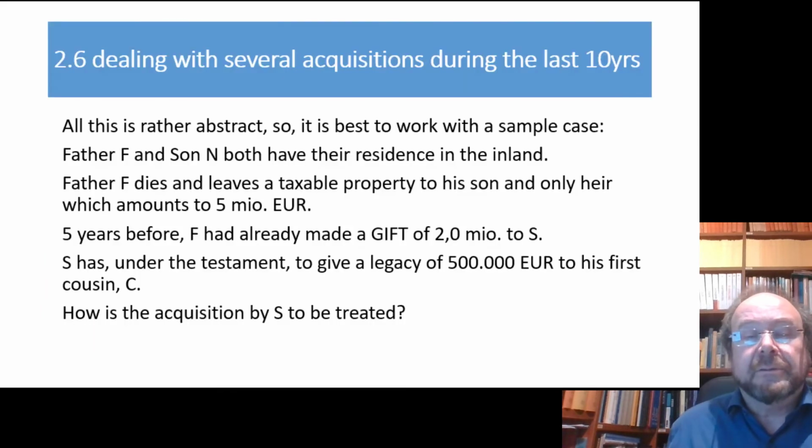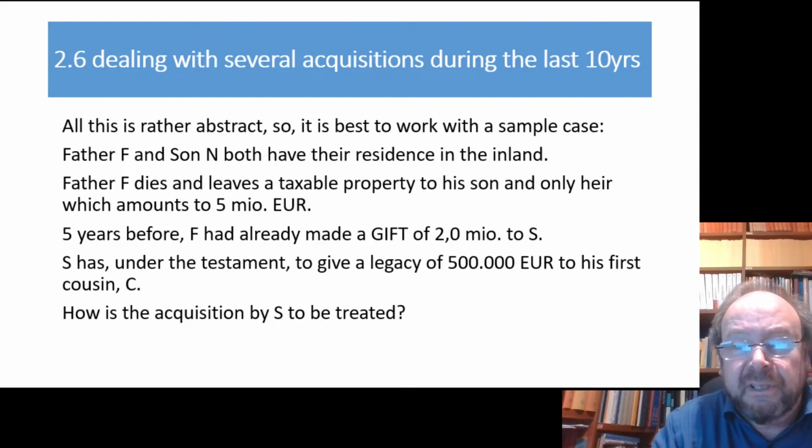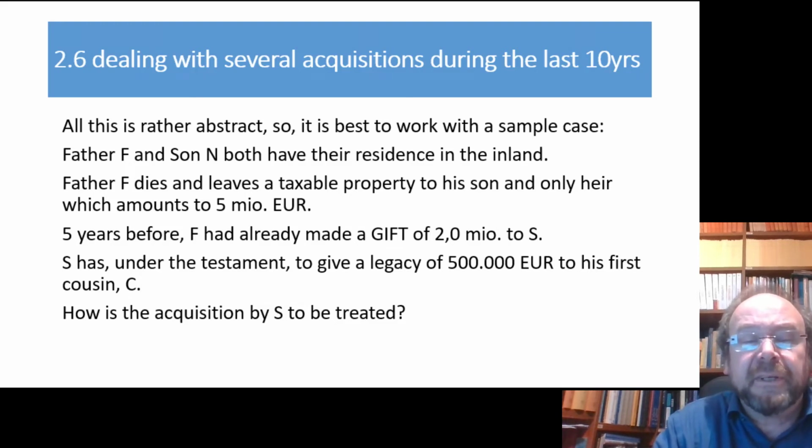Yeah, so if I have now confused you enough, then we should try to put things straight again and bring some order into our heads. So let's imagine an example. There is a father and a son, and the son dies. Here I first abbreviated, called him N, and then I called him S. It's the same guy. So they both live in the inland, so unlimited tax liability applies.